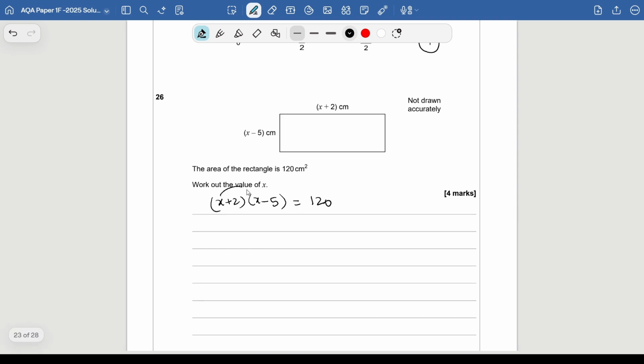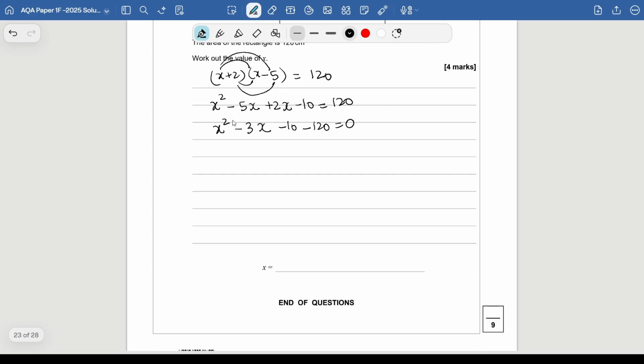First, I'm going to expand the terms here by multiplying out every term. x times x is x squared, x times negative 5 is minus 5x, 2 times x is 2x, and 2 times negative 5 is minus 10. This is 120, and then I can take the like terms: minus 5x plus 2x is minus 3x, and minus 10, and then minus 120 on both sides to have 0 on the right-hand side.